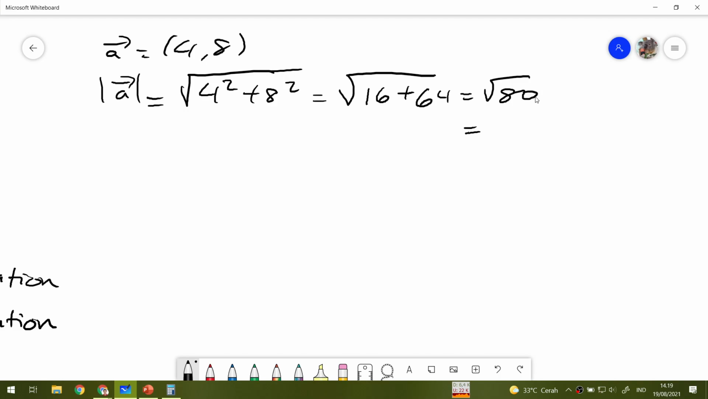If we continue, it will be like 2 times the square root of 20. Sir, how did you get 2 times the square root of 20? It's the square root of 4 times 20, so the square root of 4 times the square root of 20. Okay, let me continue here.